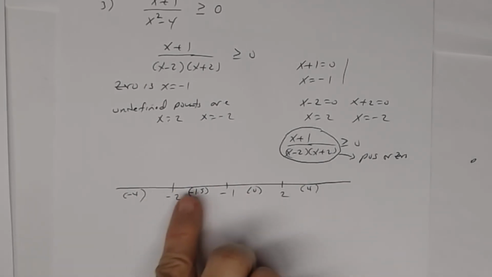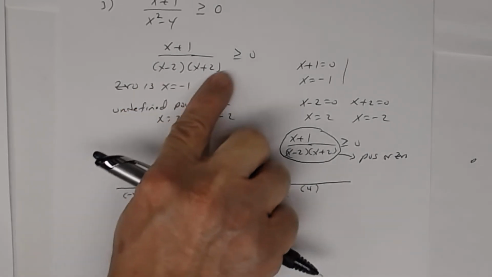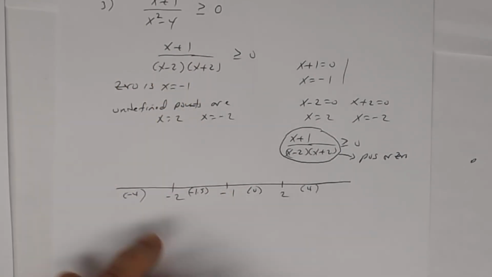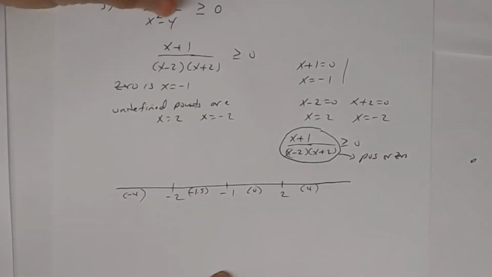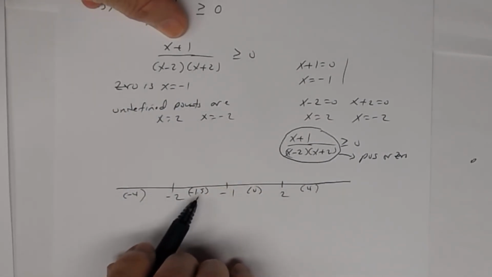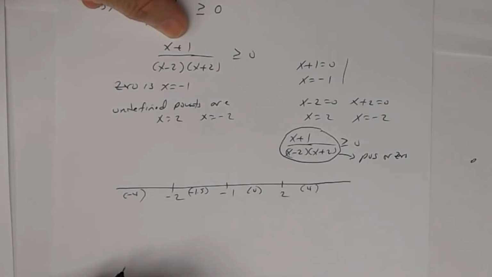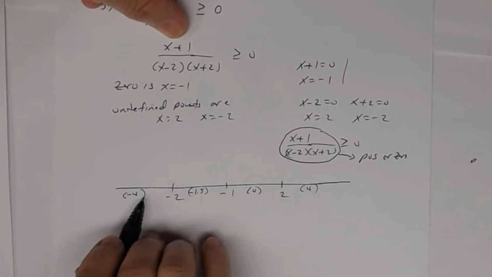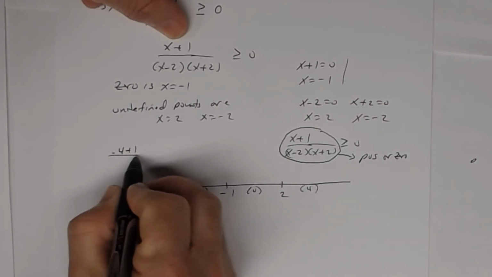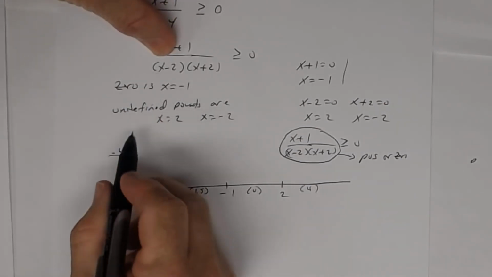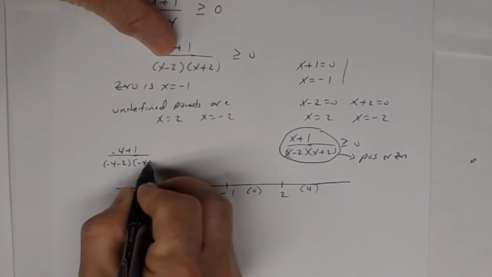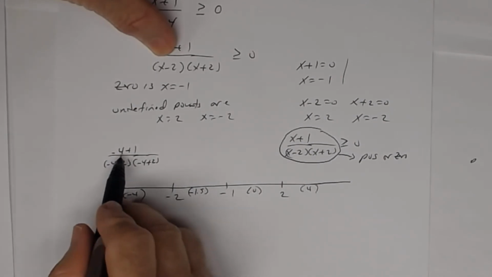All right, and so now all I need to do is take these test points and substitute back into my rational expression, but let's go ahead and use the factor part. All right, so let's go ahead and do that. So where we see the variable x, I'm going to substitute these test points. So let's start with negative 4. So I have negative 4 plus 1 divided by, now the denominator, negative 4 minus 2 times negative 4 plus 2.